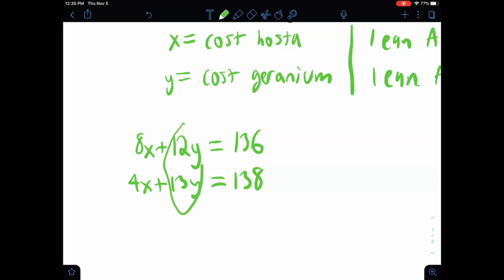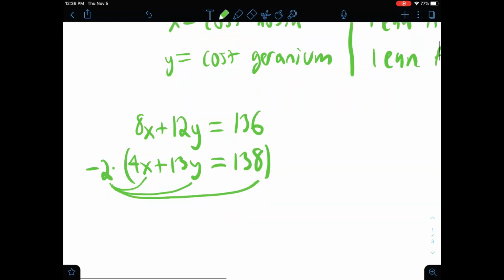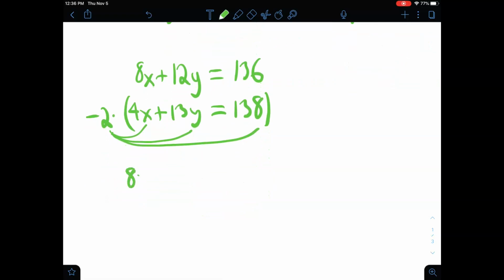And what we want to get rid of here, I probably would steer clear of the y's, because multiplying by opposites to get opposites of 13 and 12 is kind of tricky. But what's the opposite of 8? It's negative 8. Can we get negative 8 by multiplying the 4x by something to get negative 8? We can. We can multiply the bottom by what? Negative 2. So we're going to distribute the negative 2 to all of these, so that one of these things is going to cancel.